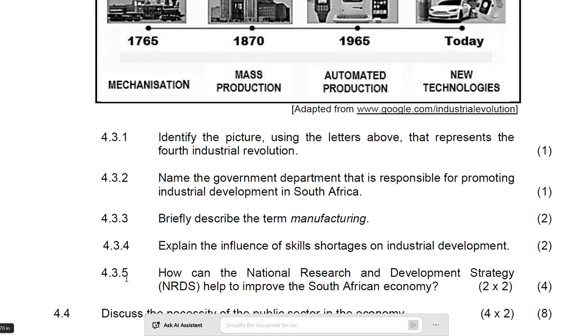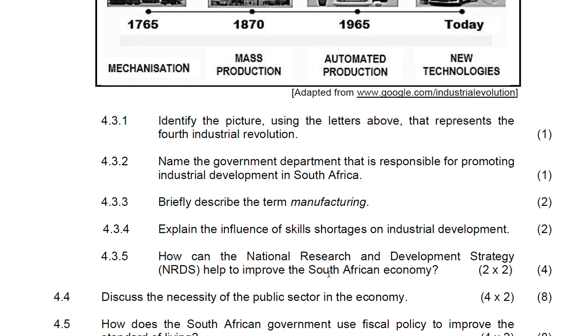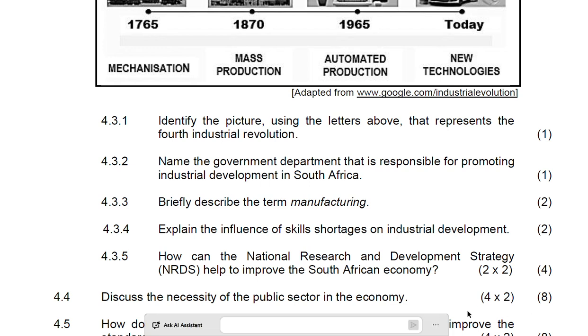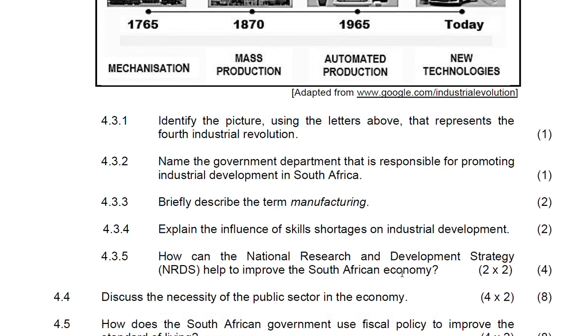Then 4.3.5, how can the National Research and Development Strategy, which is NRDS, help to improve the South African economy? So how can this National Research and Development Strategy help to improve the SA economy? Again, here you needed to have understood when the teacher in class was taking you through the National Research and Development Strategy during the first 2 terms.